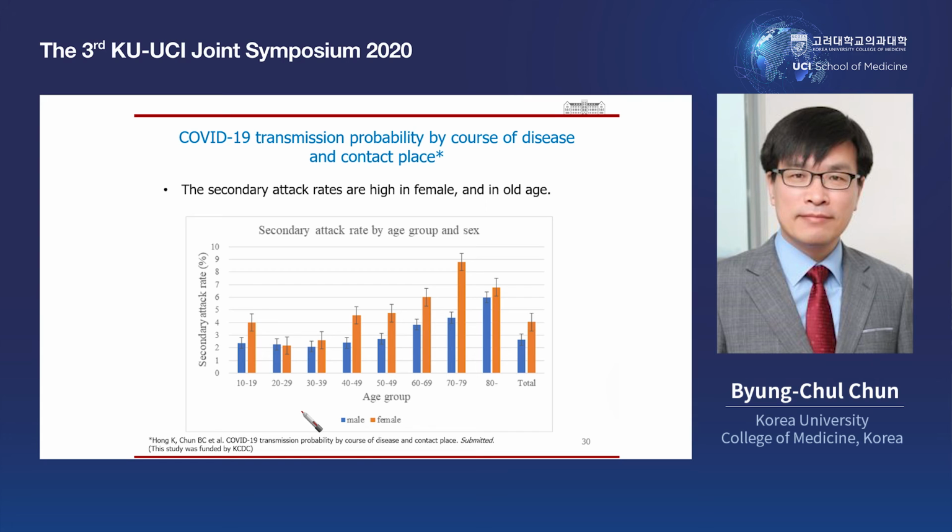The overall secondary attack rate was 3.3%, and it is higher in female than male. And also the secondary attack rate is high in the old age group. However, the transmission is highly dependent on the places where the transmission occurred.